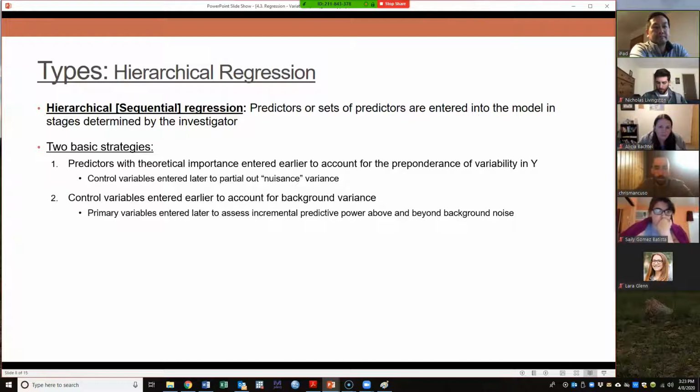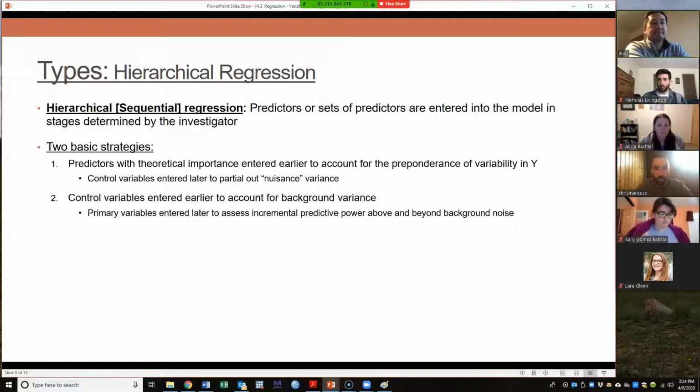Like, so let's say I'm wanting to predict some sort of outcome, and I say, okay, but things like biological sex and education level and personality, these are all things that might be accounting for something, but they're not super important. I'm going to throw these things in the first step, and then in the second step include my set of predictors that I'm interested in, to see what they're predicting above and beyond this first set of predictors.